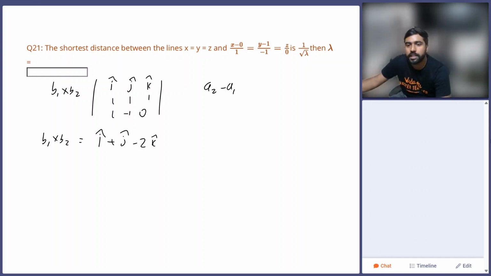And what is A2 minus A1? A2 minus A1 will be 0 minus 0, 0. A1 minus A2, either way you can take. Let's do A2 minus A1. So minus 1 minus 0, that's minus j cap, then 0 minus 0. This is your A2 minus A1. So what is the distance formula?